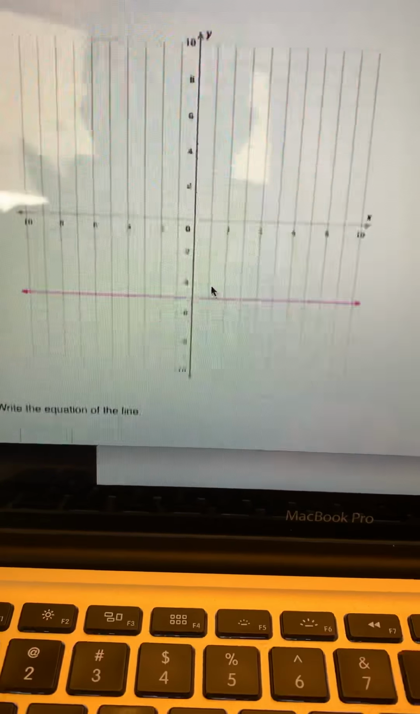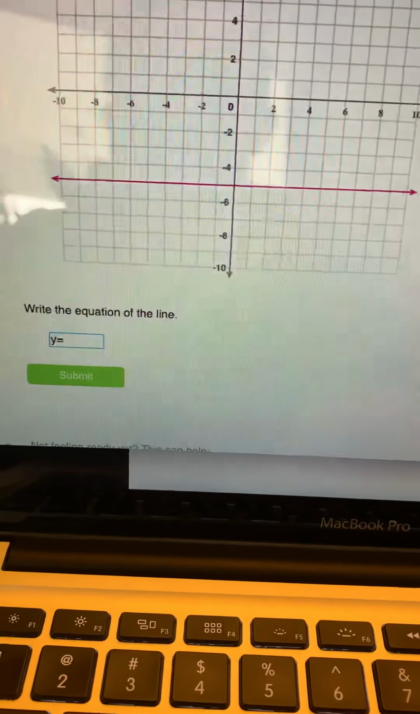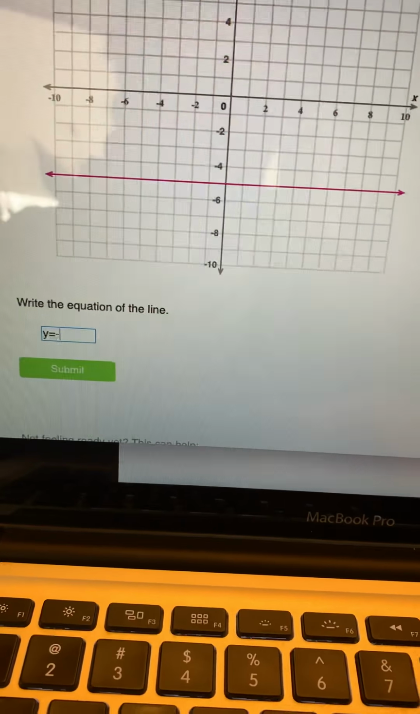Look at this graph. Here's a line down here. Write the equation of that line. Since it goes straight across, it would be y equals, and then you just put that y value, -5.